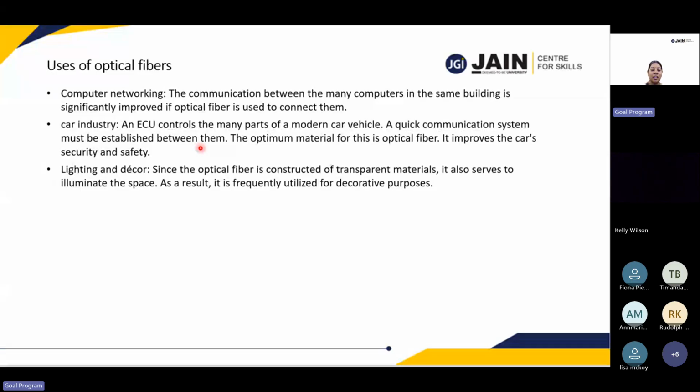It serves in illuminating the space. Decorative purposes also we are using it.